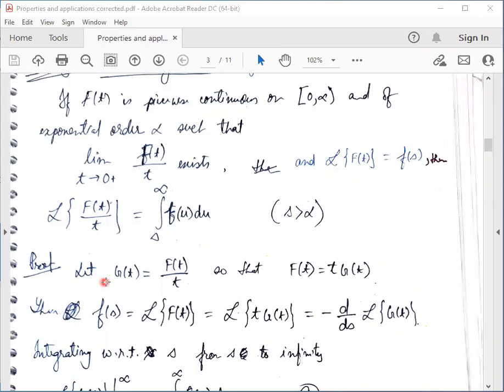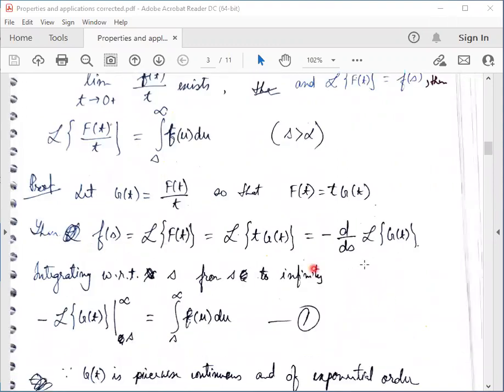Proof is simple. You take g(t) equal to f(t) by t. Therefore, f(t) becomes t times g(t). And we already know the Laplace transform of this particular function. So the Laplace transform of f(t) is the Laplace transform of t times g(t), and this is minus the derivative of the Laplace transform of g(t). Okay, so we have this expression.